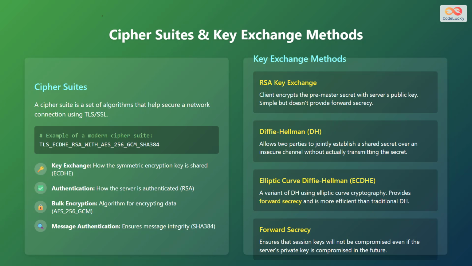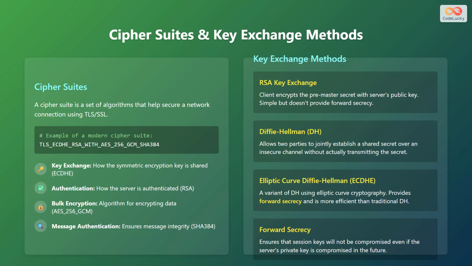This cipher suite involves key exchange, which defines how the symmetric encryption key is shared, like ECDHE. Authentication, which defines how the server is authenticated, like RSA. Bulk encryption, which defines the algorithm for encrypting data, like AES 256 GCM. And message authentication, which ensures message integrity, like SHA 384.